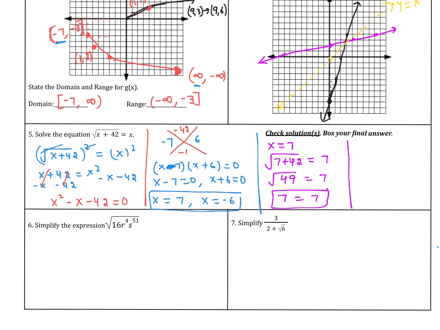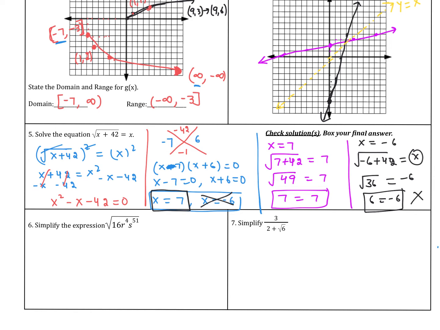Now we check the other one, x equals negative 6. Square root of negative 6 plus 42 equals x, and that's going to be square root of 36. Here x equals negative 6, so 6 is not equal to negative 6, and it is not taken as your answer. So the only answer you're going to box here is x equals 7.